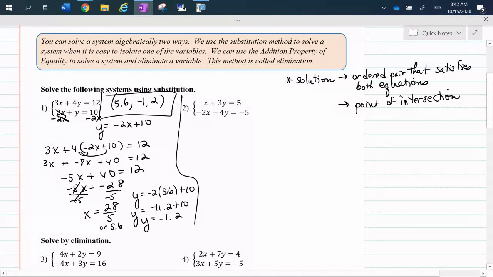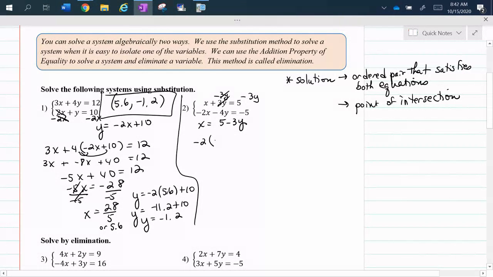We're going to do substitution again. I'm going to look for a variable that's easy to solve for, and I see in the first equation it's going to be easy to solve for x. So I'm going to subtract 3y from both sides. So I get x is equal to 5 minus 3y. So I'm going to go to the second equation, and I'm going to take out the x, and I'm going to replace it with 5 minus 3y.